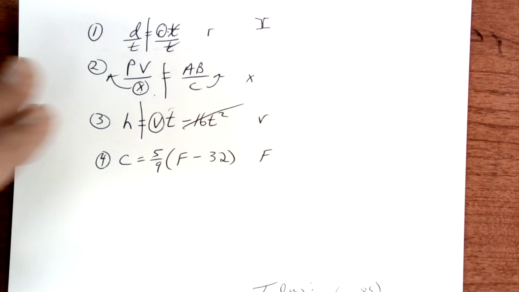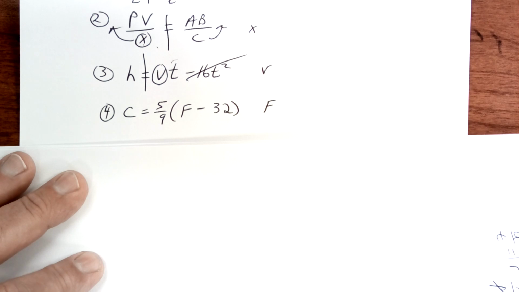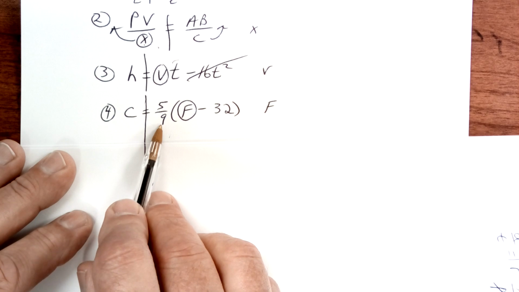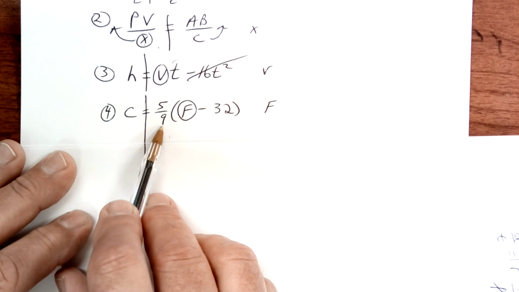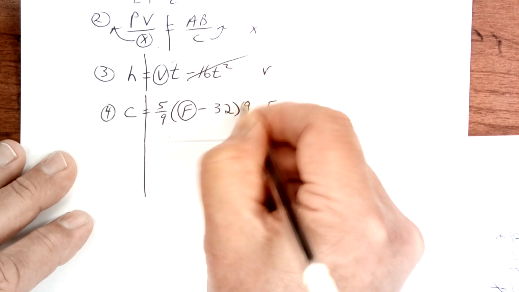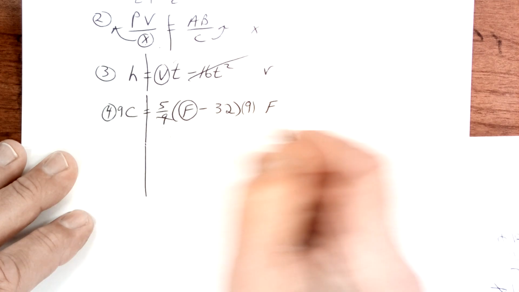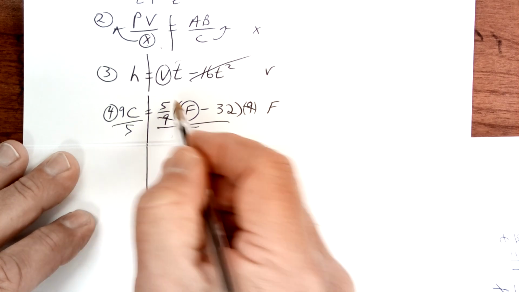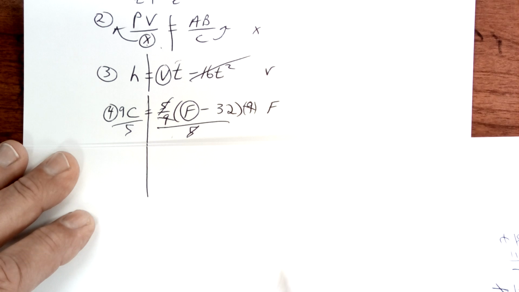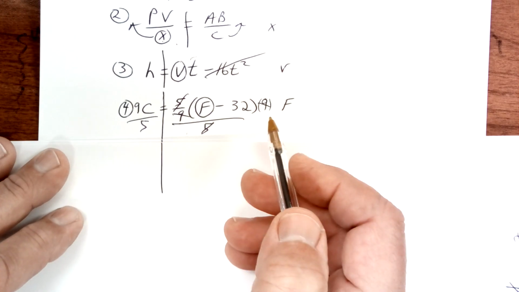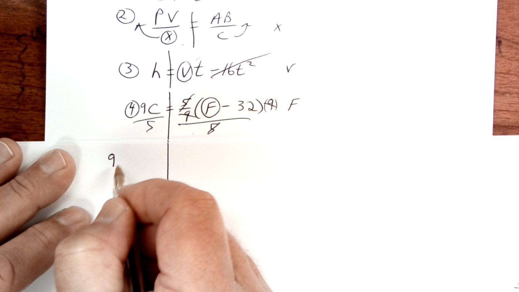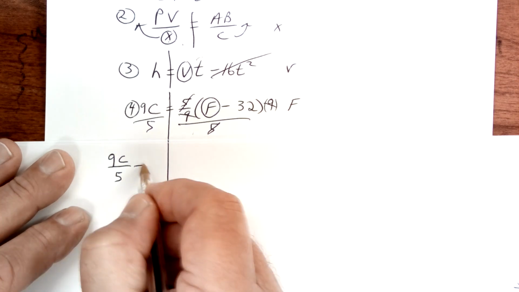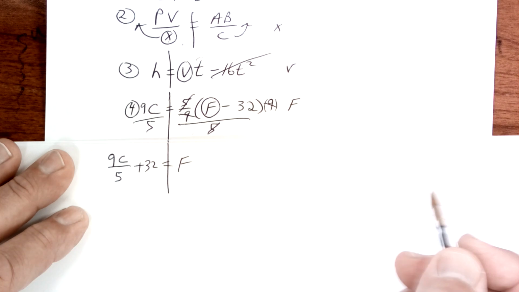Last one. This one you've seen before. You're trying to get f, but you got to get rid of this fraction first. Okay, so the first thing you want to do, you're dividing by 9, so you want to multiply by 9, and this cancels. And then you want to divide by 5. That cancels. And then all you got to do is add 32, and you're done. So it's going to be 9 times c divided by 5 plus 32 is equal to Fahrenheit. That's how you do it.